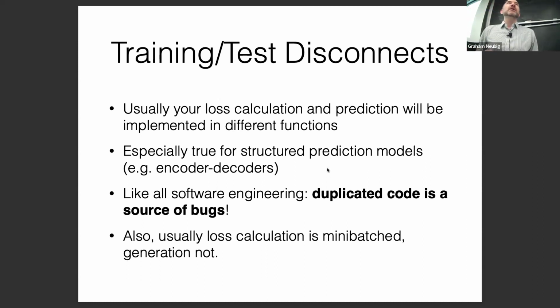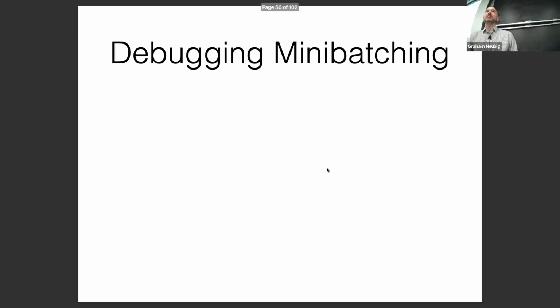Another thing that you need to pay attention to, especially if you're doing your own implementation, is that often loss calculation is mini batched and generation is not, or in highly optimized versions of inference, you might be doing inference with dynamic batching and stuff like that, and it might become complicated and you might make mistakes.